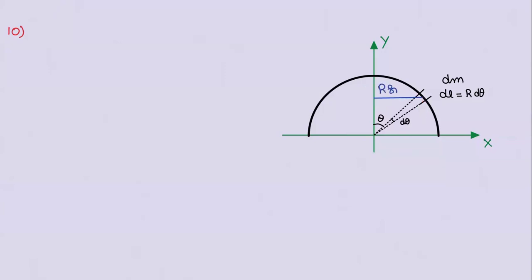r sine theta, right? The moment of inertia of the small piece about the y-axis will be m r square, where m is dm. dm into what is r? R square sine square theta. Right? Total moment of inertia I will be equal to integral r square sine square theta dm, right? Good. Now what to do?